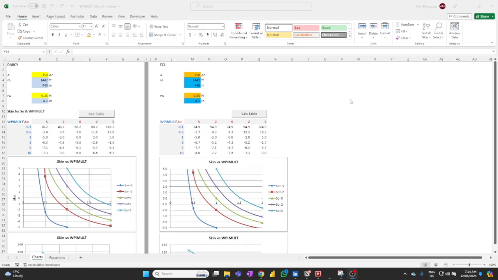Okay, so this is a simple Excel calculator which has the relation between the skin factor and a well productivity index multiplier, or WPIMULT. So in this file you will see two tabs, charts and equations.